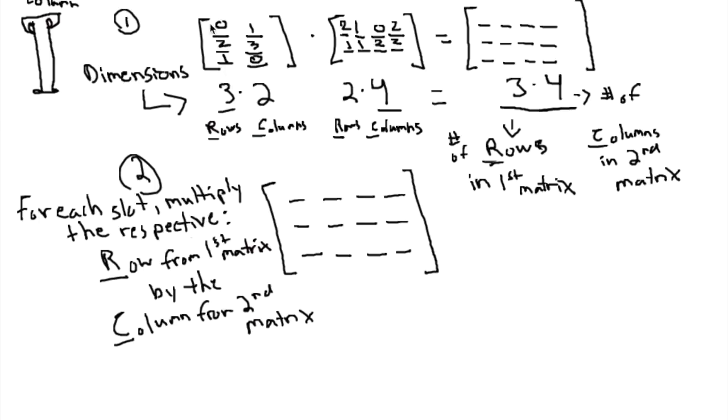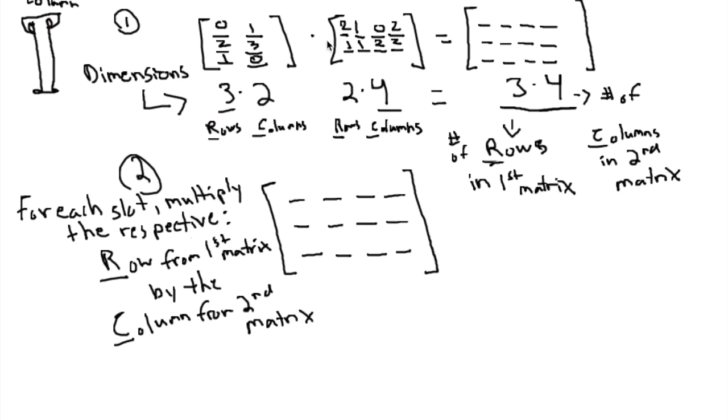So we can see in this matrix we have 3 rows, 1, 2, 3. Then we have 2 columns, 1, 2. Let's look at this matrix. We have 2 rows, 1, 2, and 1, 2, 3, 4 of these columns. So that's how you get the dimensions of any matrix: the number of rows by the number of columns, RC.